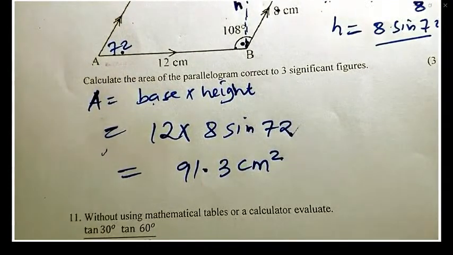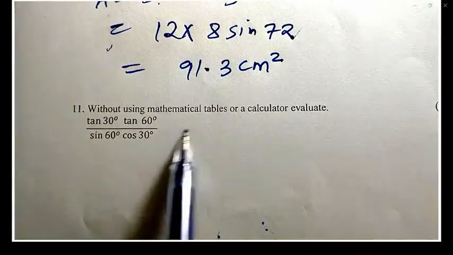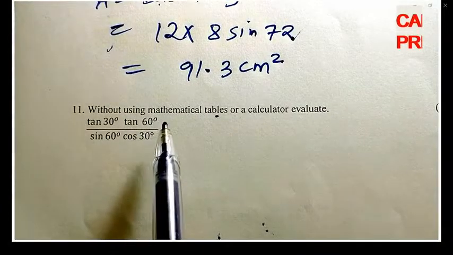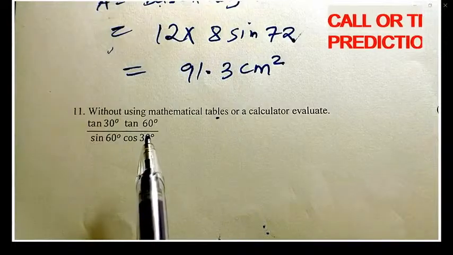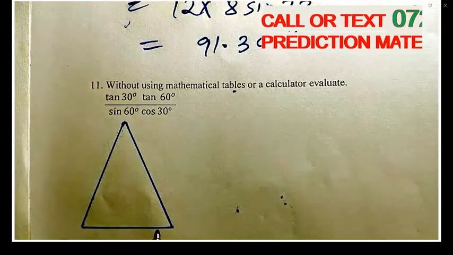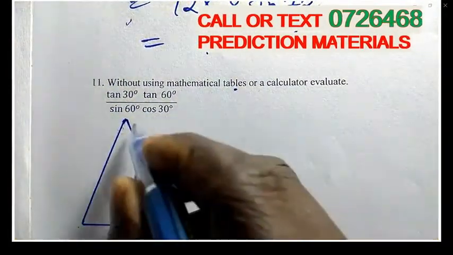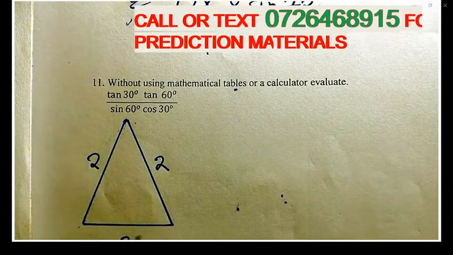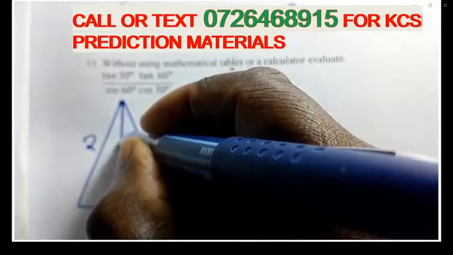So whenever you are faced with this question, without using a mathematical table or calculator evaluate, lazima ukumbuke zile trigonometric ratios ulisoma using triangles. Kuna right angle triangle na kuna equilateral triangle. So this equilateral triangle we are going to make use of it from here up to here. Kutoka mpaka hapa ni 2 cm, 2 cm mpaka hapa pia ni 2 cm. So what we do, we divide this like this to give us a right angle triangle. Tukidivide hapa ni 1, hapa ni 1.